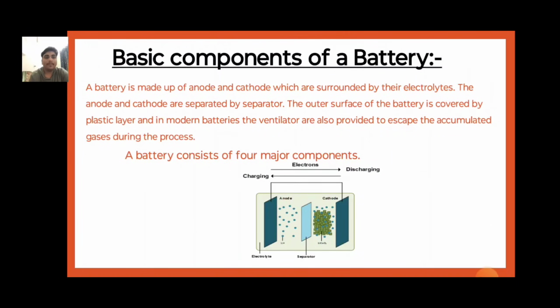Basic components of a battery. A battery is made up of an anode and a cathode, which are surrounded by their electrolytes. The anode and cathode are separated by a separator. The outer surface of a battery is covered by a plastic layer, and in modern batteries vents are also provided to release the gases accumulated during the process. A battery consists of four major components, namely electrolyte, separator, anode and cathode.